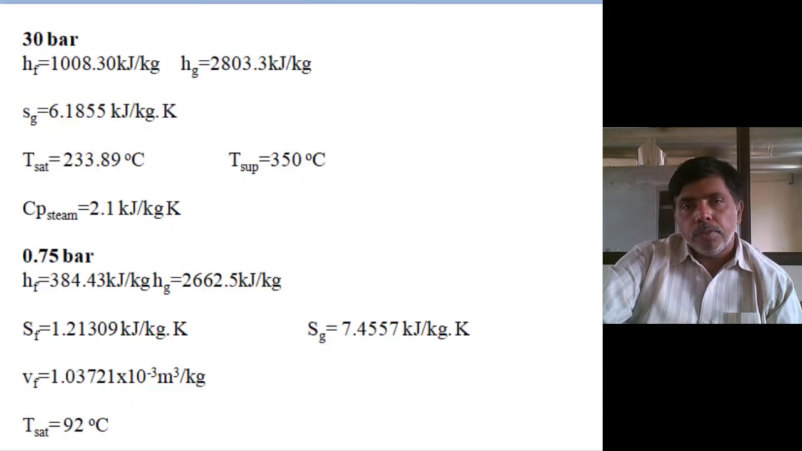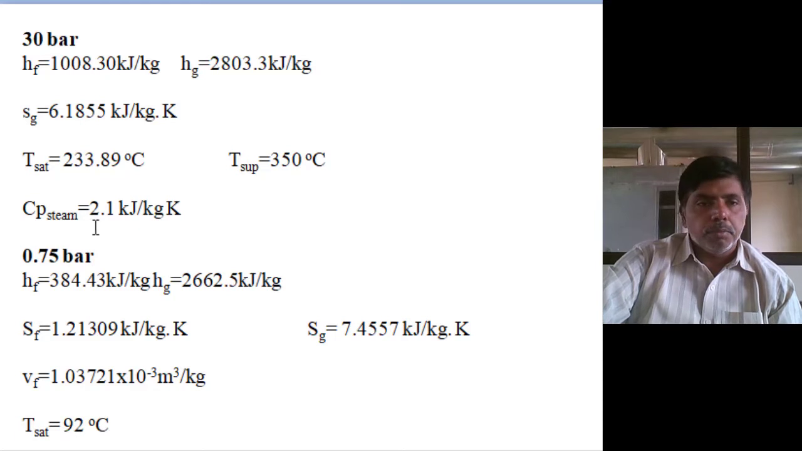Simple problem. At 30 bar pressure, what is the HF value, saturation liquid and saturation gas value, and entropy of the saturation gas, T saturation temperature and T superheated temperature. Specific heat we assume 2.1. At 0.75 bar, again HF value, SF value, VF value, SG value, and T saturation temperature.